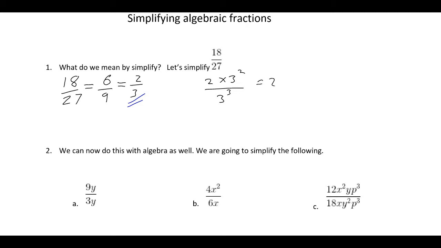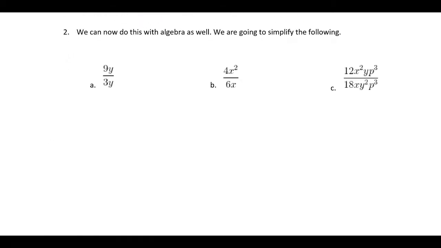Then I'm going, well, how about 3's? I've got 3 squared on top and 3 cubed on bottom. 3 squared means 3 times 3. 3 cubed means 3 times 3 times 3. So I can cancel 2 of the 3's, and I'm left with just 3 on the bottom. It comes out with the same answer, unsurprisingly, but this method is conceptually almost identical to what we're going to do with algebra. So let's move on to that.